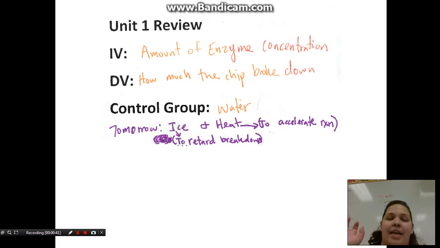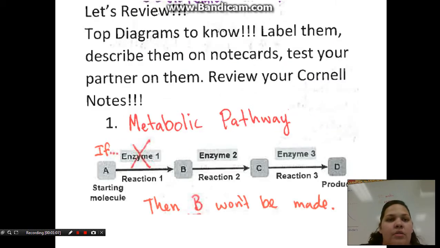Tomorrow, we're going to go ahead and add ice to our saliva so we can retard the breakdown of amylase. I think that at regular temperature, it just happened to break down due to it being maybe too hot, like it was denaturing. We're also going to go ahead and add heat so that we can accelerate the reaction, and we'll get to see how temperature has effects on amylase. So this is what we're going to do.